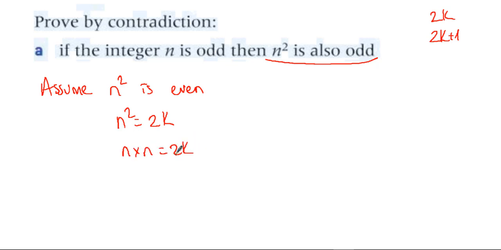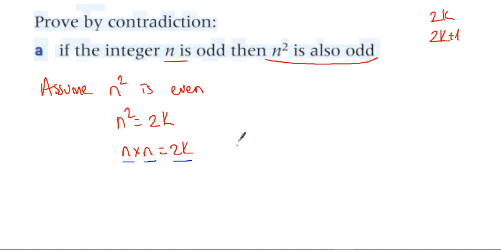But here it doesn't make any sense. We say that n is odd. We know that multiplication of two odd numbers is never even. It's always odd. If you take any two odd numbers, when you multiply them, it's always odd, not even. So this does not make any sense. I thought the assumption is even, but then we thought n is odd. It doesn't make any sense.